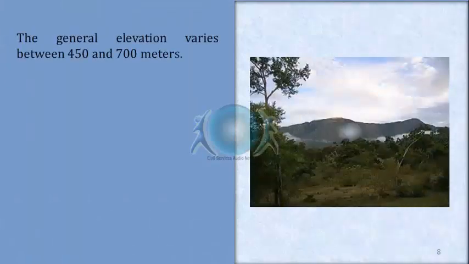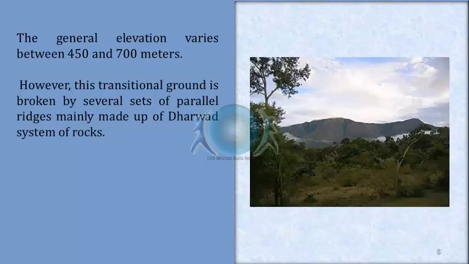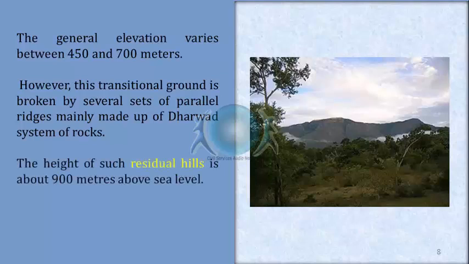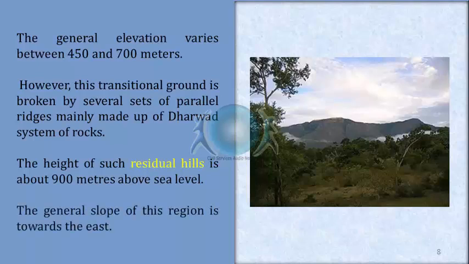The general elevation varies between 450 and 700 meters. However, this transitional ground is broken by several sets of parallel ridges mainly made up of the Dharwar system of rocks. The height of such residual hills is about 900 meters above sea level. The general slope of this region is towards the east.